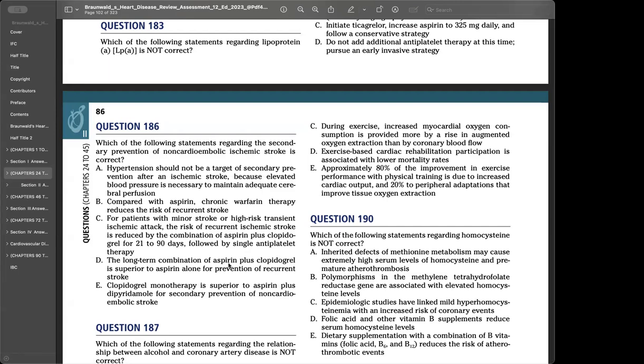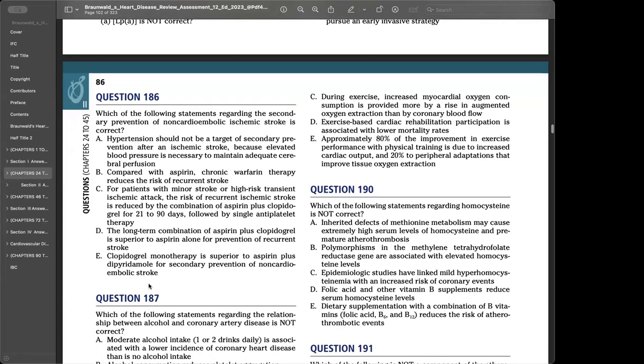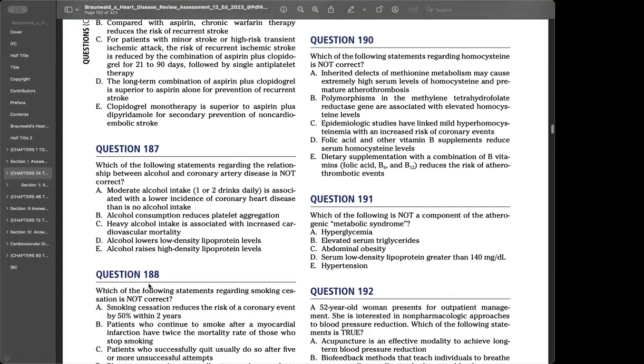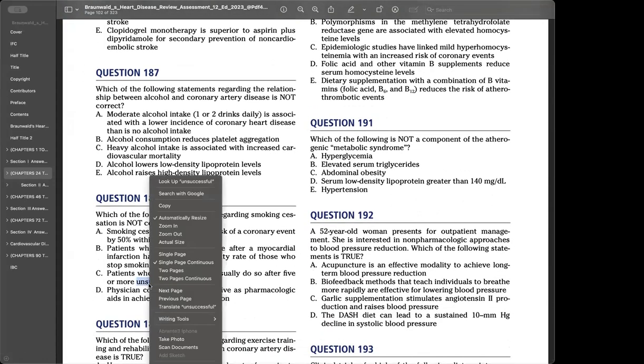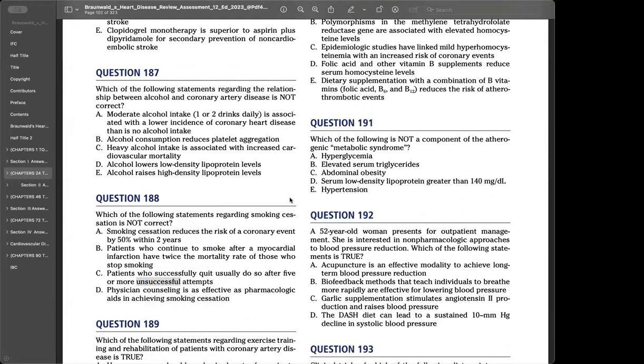I don't know if there's any contribution or question. Okay, please, if there are no contributions, we can move on. Okay, question 187.